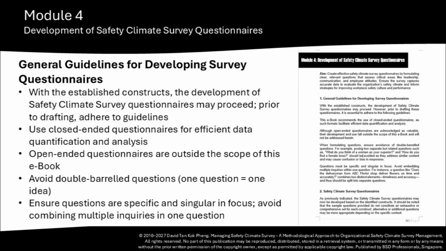This section discusses the general guidelines for developing survey questionnaires. First, after identifying the relevant constructs, the Safety Climate Survey questionnaire can be developed. However, several important principles should be followed to ensure the quality and effectiveness of the survey. One key recommendation is to use closed-ended questionnaires. Closed-ended questions make it easier to collect, quantify, and analyze data systematically. Although open-ended questions can provide valuable insights, they are not covered within the scope of this e-book.